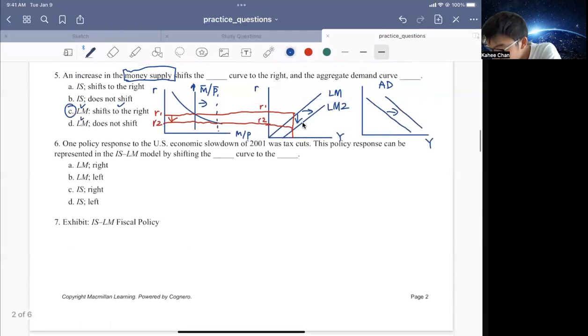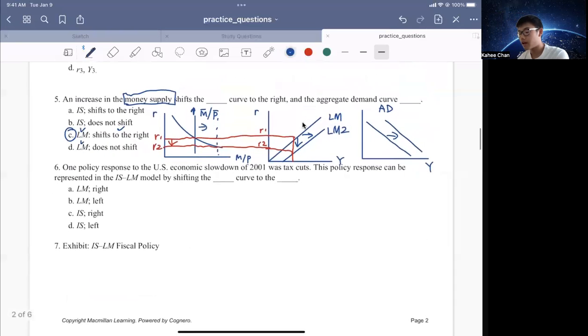Number 6. One policy response to the US economic slowdown of 2001 was tax cuts. Okay. So if the economic slowdown was about the tax cuts, when we are thinking about government purchases and taxes, we also think about the Keynesian cross. So everything begins with the Keynesian cross.